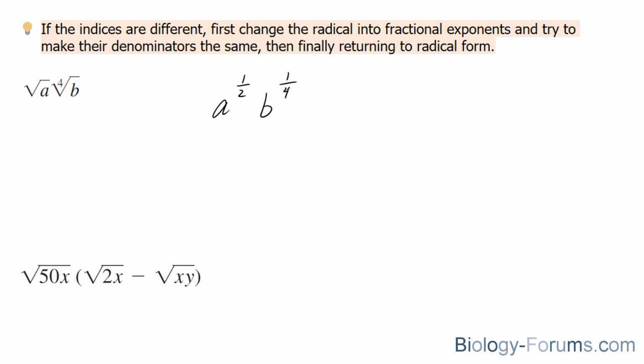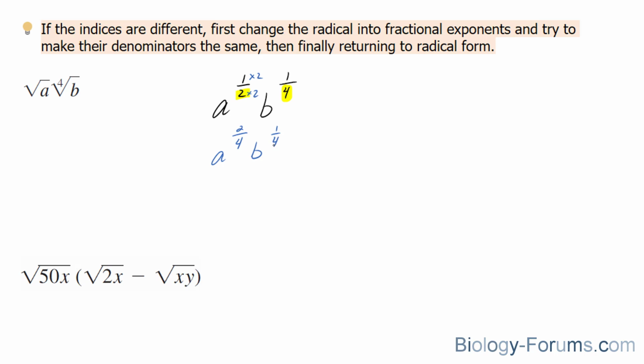So according to this note here, it says first change the radical into fractional exponents, which we just did, and then try to make the denominators the same. So our next goal is to make this and this the same. So the 2 and the 4. So how can I make the 2 into a 4? Well, we can multiply the 2 by 2, but if you do it to the bottom, you also do it to the top. So you end up with a to the power of 2 over 4 and b to the power of 1 over 4.